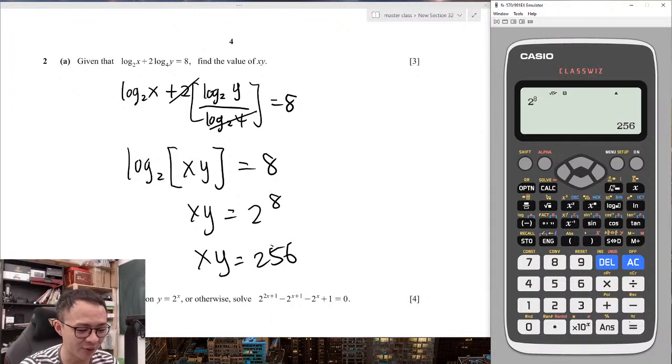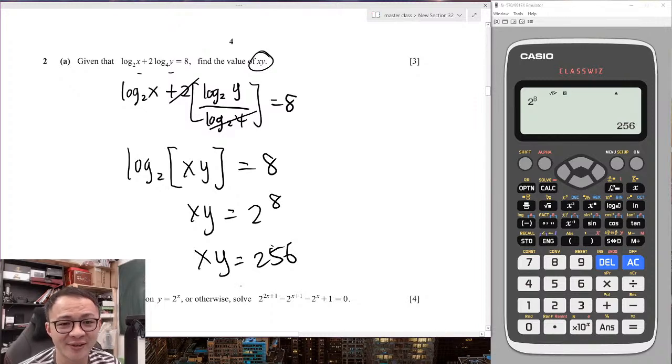Because at first when I read the question, I realized it had x and y. That means I need to solve it if I have two equations. But then I realized the question doesn't ask me to find x or y. The question asks me to find xy. So my xy answer is just 256.